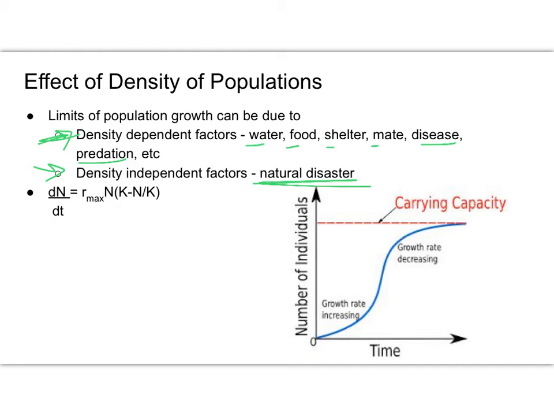Okay, so our equation for this is going to change a little bit when we start to bring in this carrying capacity. Remember carrying capacity from your freshman year, right? The amount of individuals that the available resources can support. So in this particular graph, our carrying capacity stays the same. You'll notice it's a horizontal line and it stays the same.